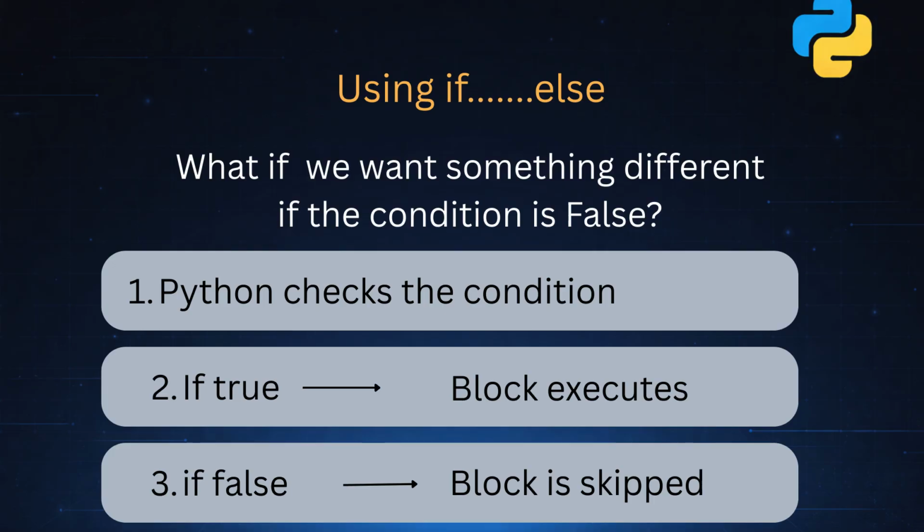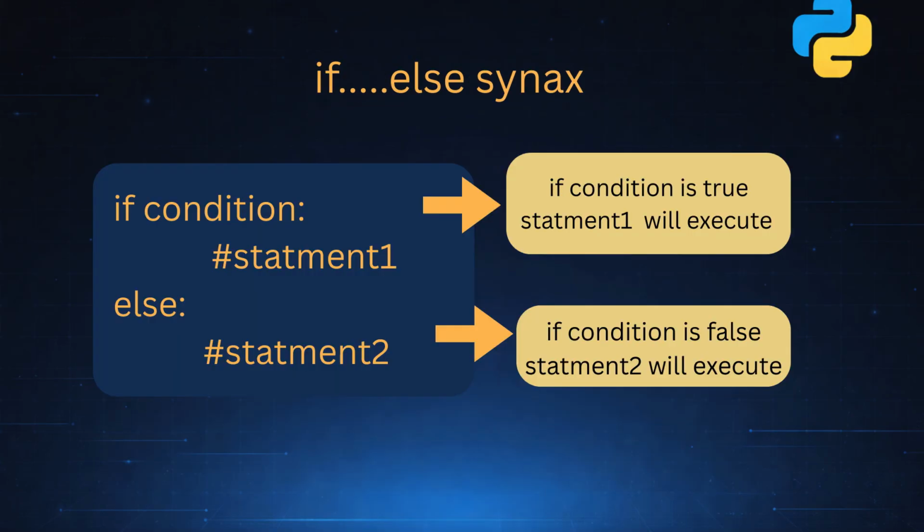What if we want something different if the condition is false? Here is the syntax. If the condition is true, statement 1 will execute. If the condition is false, the else part will execute.